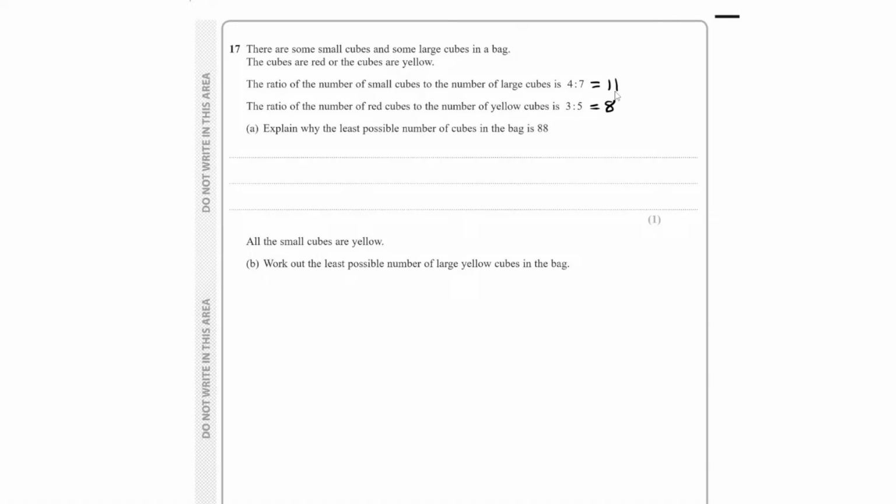So yeah, the total number of cubes has to be divisible by 11, but it also has to be divisible by 8 at the same time. So therefore, when you're saying about the lowest common multiple, that's what we're talking about, because if it has to be divisible by 11 and 8, then it has to be the lowest common multiple, doesn't it? So you can just say the lowest common multiple of 8 and 11, or 11 and 8, doesn't really matter which way around, is 88. That would be enough explanation.